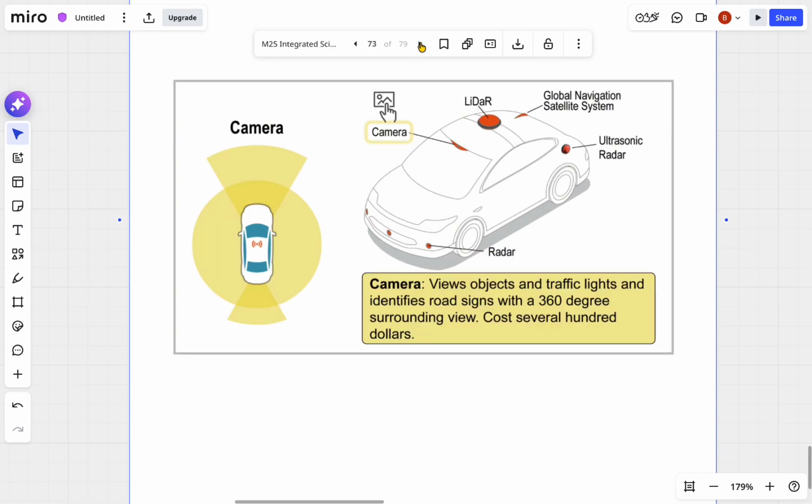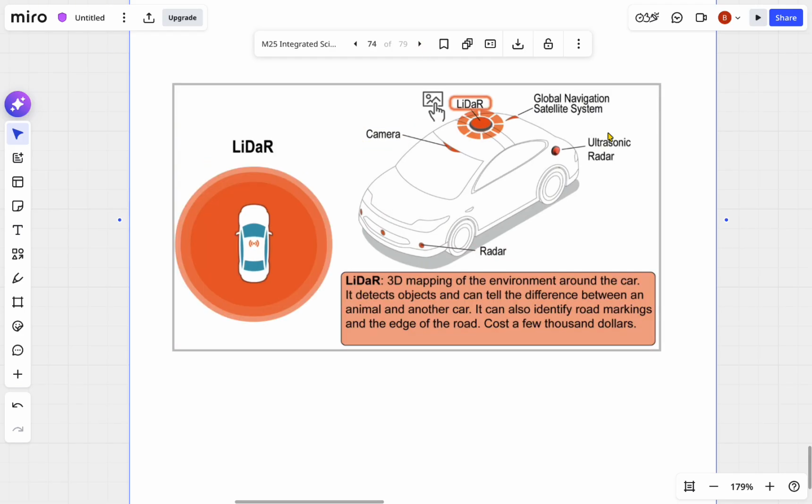Then for the LiDAR sensor, we know that it creates a 3D map of the environment around the car, and this helps the car in detecting objects and telling the difference between an animal and another car. So it knows what it is. It does not classify a random object as a car. It knows what the object is based on its 3D mapping of the environment, and it can allow the car to identify roads and certain obstacles. So it knows what is in front of it and doesn't randomly make assumptions. So that is the role of the LiDAR sensor.